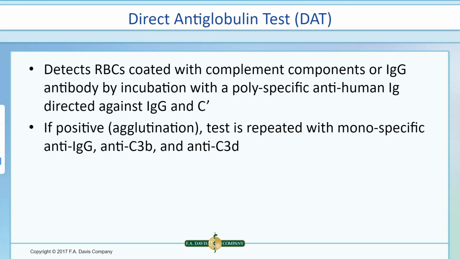The direct antiglobulin test, or DAT, detects red blood cells coated with complement components or IgG antibody, by incubation with a polyspecific anti-human Ig directed against IgG and complement. If positive, so if you see agglutination, the test is repeated with monospecific anti-IgG, anti-C3b, and anti-C3d.